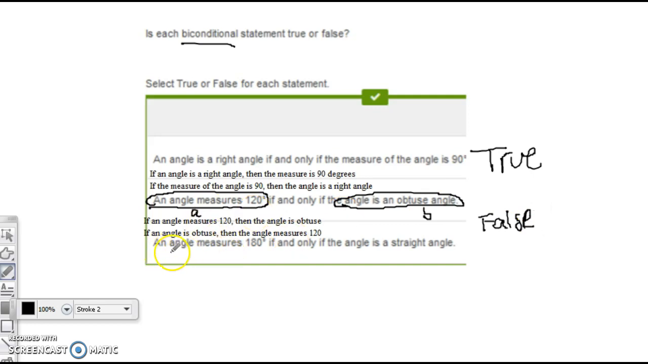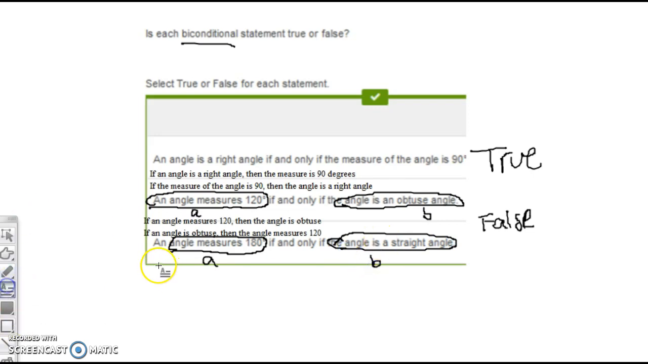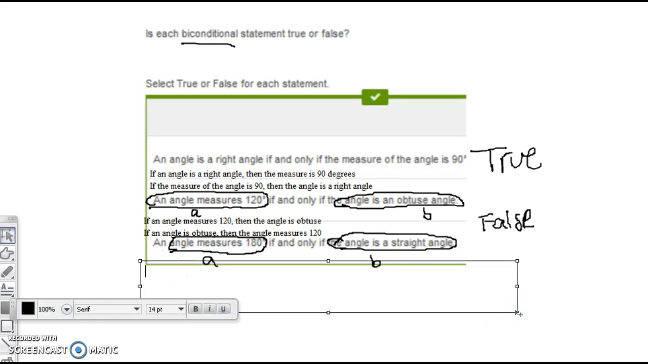All right, let's look at this last one. If an angle measures 180 degrees, that's going to be part A. The angle is a straight angle. That's going to be part B. So let's write our statement and the converse and check whether they're both true. So the statement would be if an angle measures 180 degrees, then the angle is a straight angle. Okay, that's a true statement. If the angle measures 180 degrees, it is a straight angle. So let's check the converse. Let's flip it.